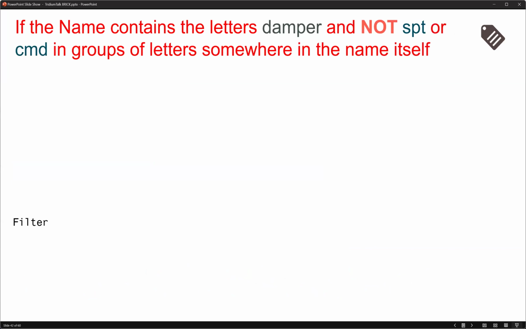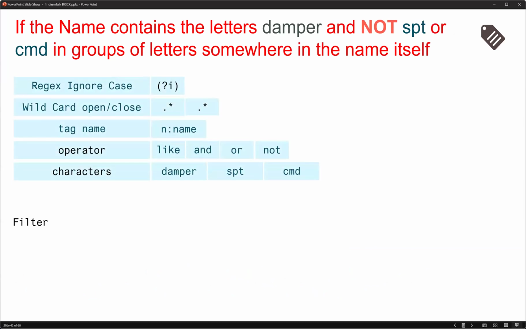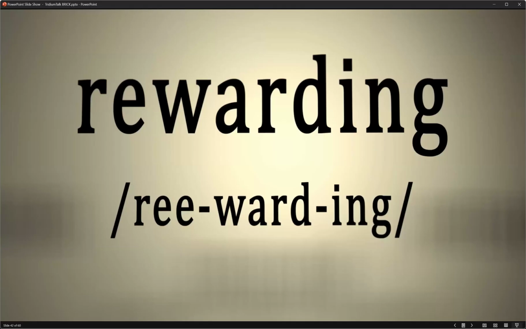All right, last thing, name. It doesn't have either one of those. So I just want to find damper with no set point or temperature. You can do the same thing.